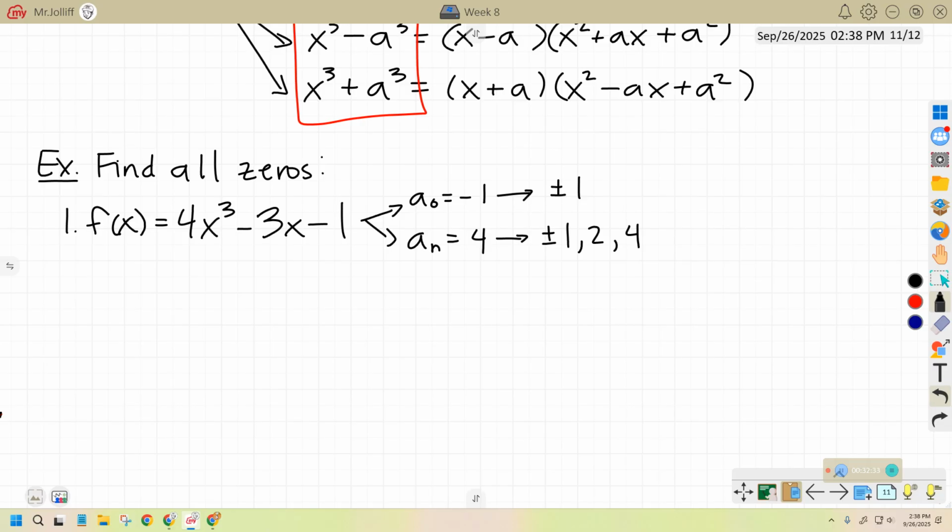Good. So I'm going to list all the possible zeros, possible rational zeros. And it's factors of A0 on top, factors of An on bottom. So all of my fractions should have a plus or minus 1 on top, and then plus or minus 1, 2, and 4 on the bottom. So plus or minus 1 over plus or minus 1, plus or minus 1 over plus or minus 2, and plus or minus 1 over plus or minus 4.